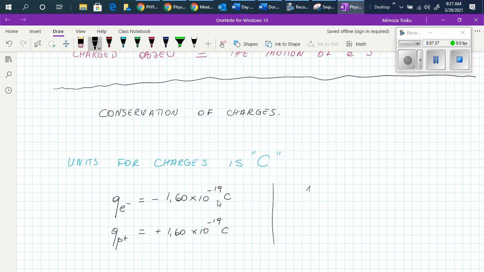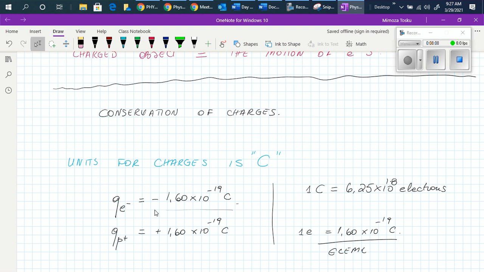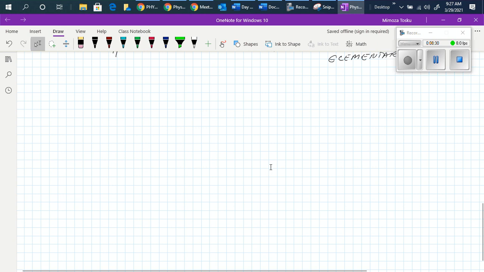One coulomb as a unit is roughly 6.25 times 10 to the power of 18 electrons. In other words, this number, 1.60 times 10 to the power of negative 19 coulombs, is known as the elementary charge. What this says is that you cannot have a charge that is smaller than this elementary charge. This makes sense because you cannot have a charge that is less than an electron moving from one object to the other.